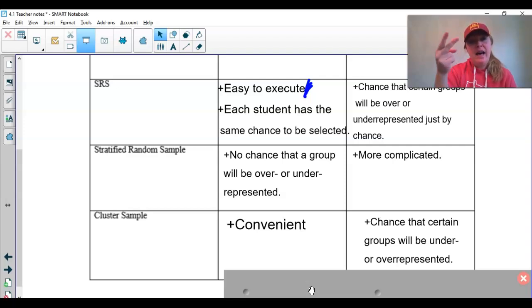All right, ladies and gentlemen, in our live teaching, we talked about a simple random sample. In this video, you should feel comfortable with a stratified random sample, a cluster sample, and then the advantages and disadvantages of an SRS, a stratified random sample, and a cluster sample. Have a great day, guys.